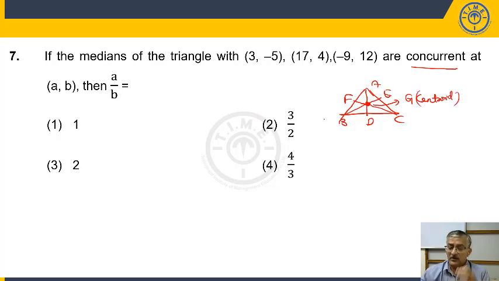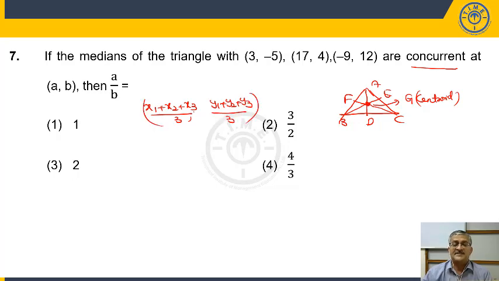So what are the coordinates of the centroid? Centroid coordinates when 3 vertices are given: x1 plus x2 plus x3 by 3, y1 plus y2 plus y3 by 3.